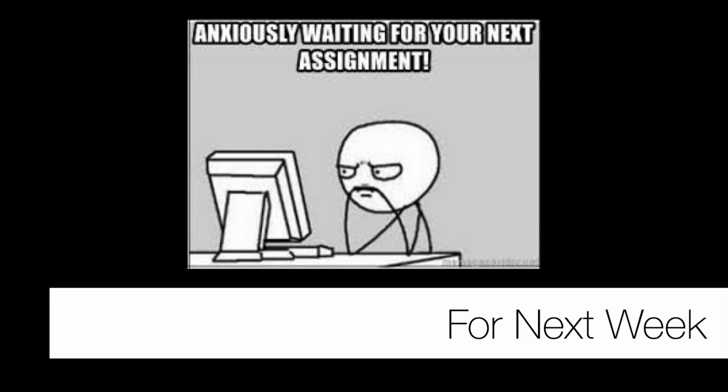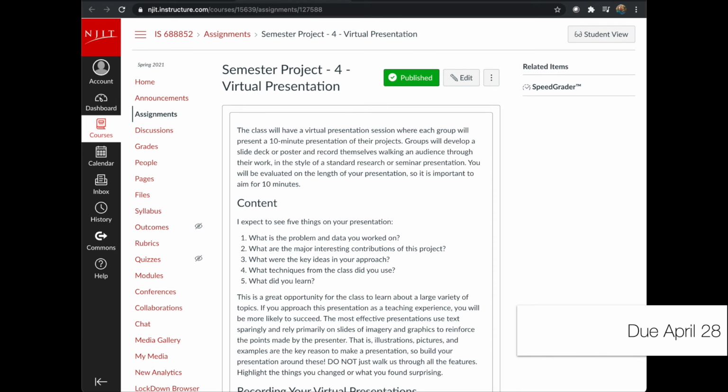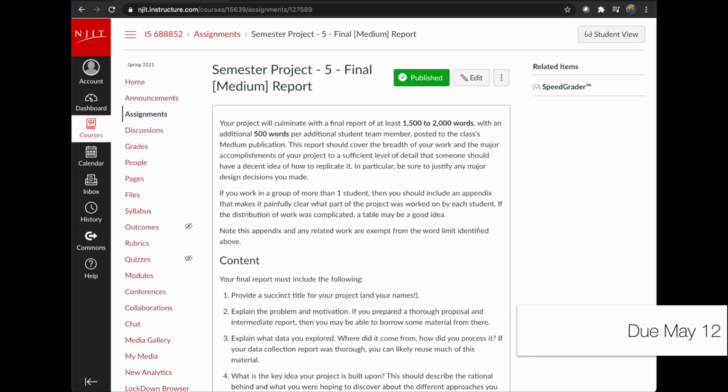All right, so the lecture for that is already on Canvas. The remainders for next week, as I mentioned, your virtual presentation is due. Unlike the Medium assignments, the virtual presentation has a hard deadline on the 28th. So it'll be shared among all of the students in your class, just like the interim report was. And then you'll have a couple of weeks to do the final report.